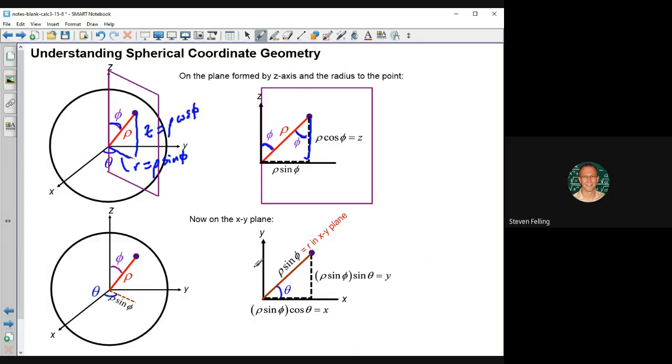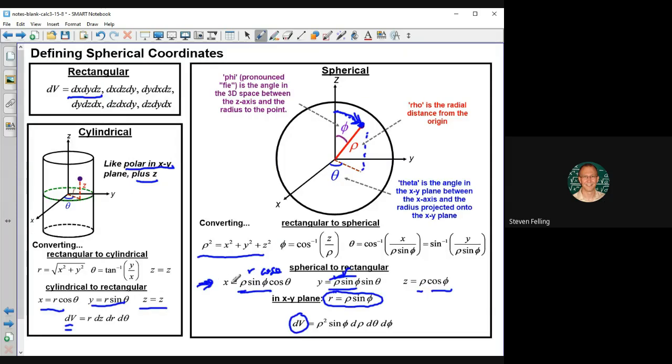Now that we know that rho sine phi is down here, let's figure out what the x and y coordinates are. If you look down on the xy plane, you would get this. This rho sine phi is here, and this is angle theta. Since this is equivalent to r, the x component is rho sine phi times cosine theta, and the y component is rho sine phi times sine theta. That's how we derive these formulas: x is rho sine phi cosine theta, y is rho sine phi sine theta, and z is rho cosine phi.